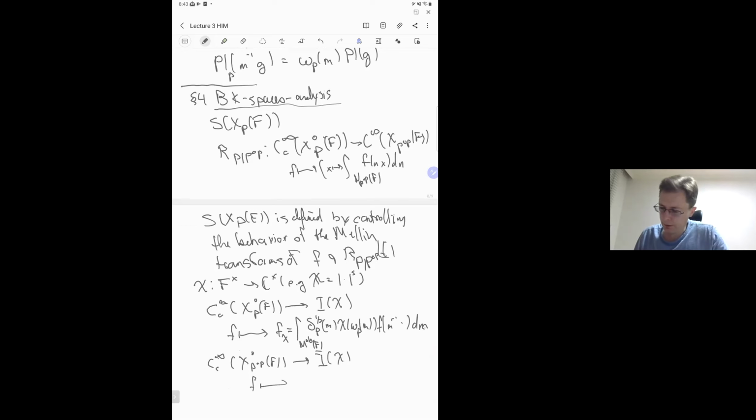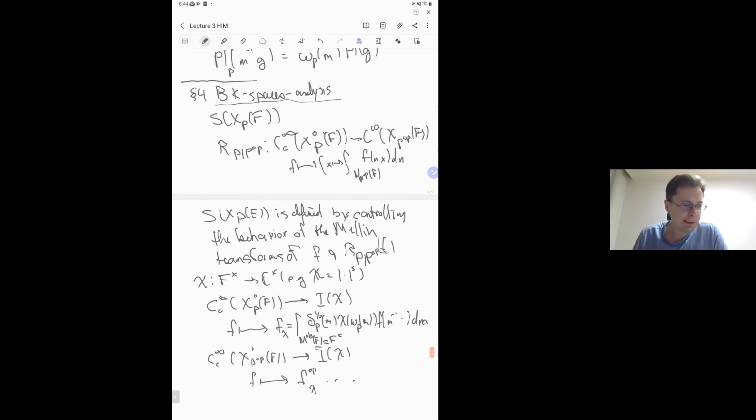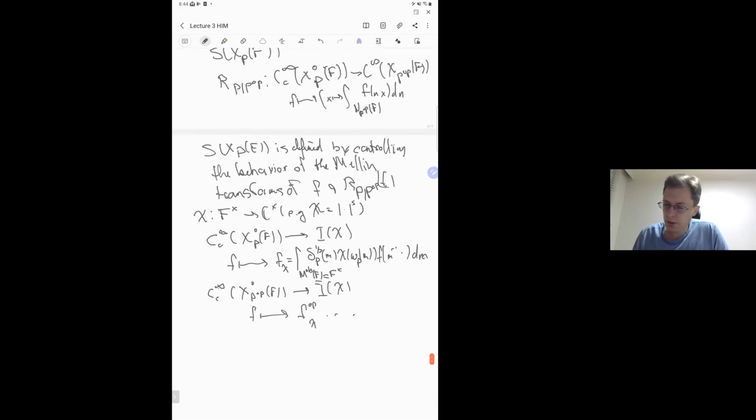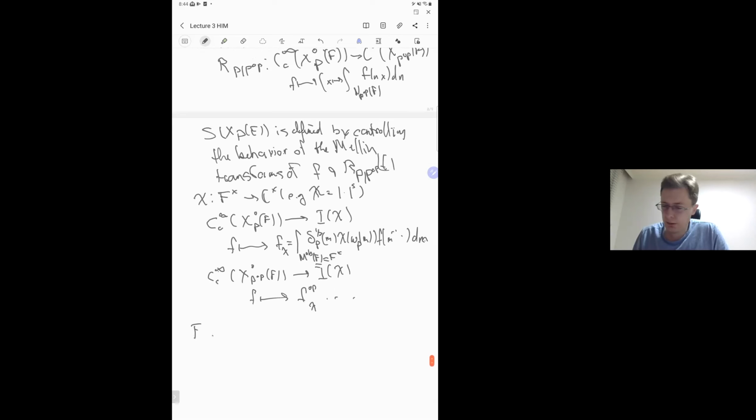Let me just suppress what this is. So these things are just Mellin transforms along this m abelianized action. Remember, m abelianized is just isomorphic to F times, right? So let's assume that F is non-Archimedean.